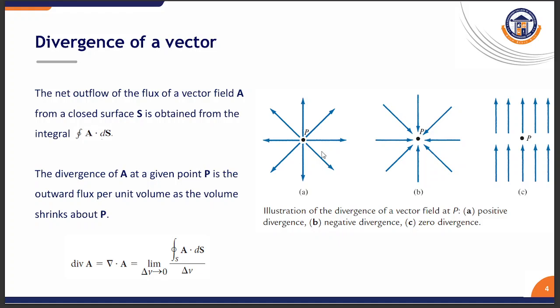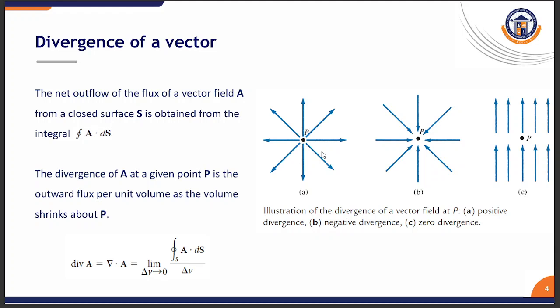The next one is divergence of a vector. The divergence of a vector field A is defined as the net outward flux per unit volume at a point, which is given by the closed integral of A dot dS. So the divergence of A at a given point P is the outward flux per unit volume as the volume shrinks about P. Mathematically, divergence is written as del operator dotted with vector A. The result of divergence is always a scalar quantity.